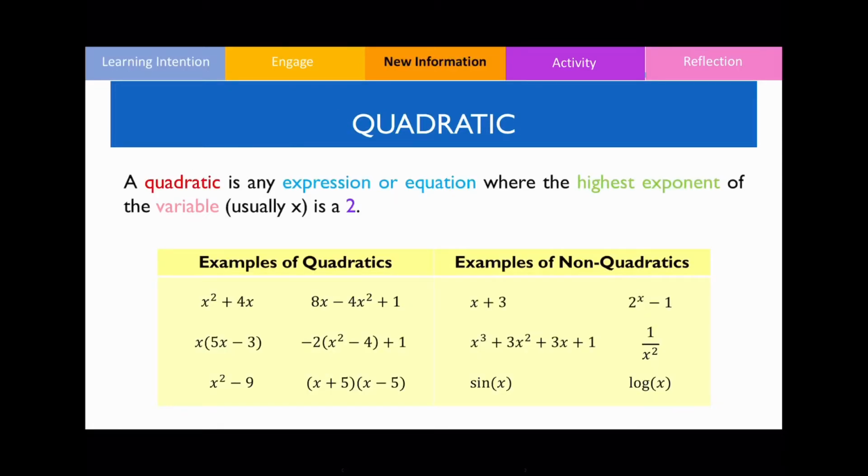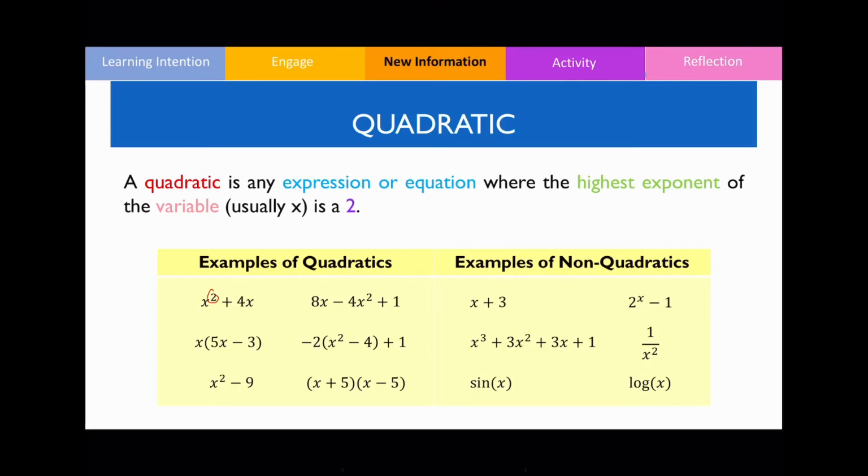So the first thing I want to talk about is what is a quadratic equation. Just a reminder, a quadratic is any expression or equation where the highest power, or the highest exponent, is going to be 2. If you look at the examples on the left hand side, these are clear examples of quadratics because in each of these examples you can clearly see, for most of them at the very least, that the power of x is always going to be 2 as the highest power.